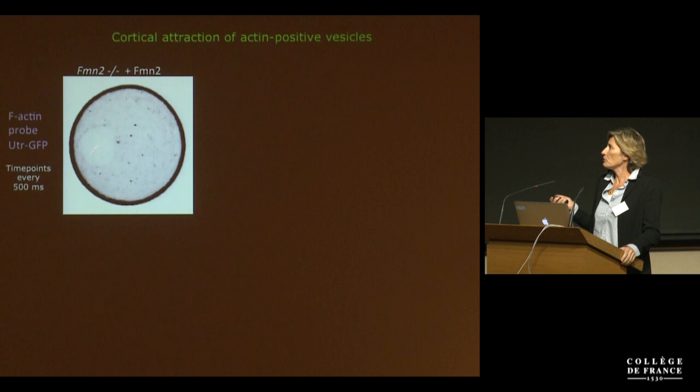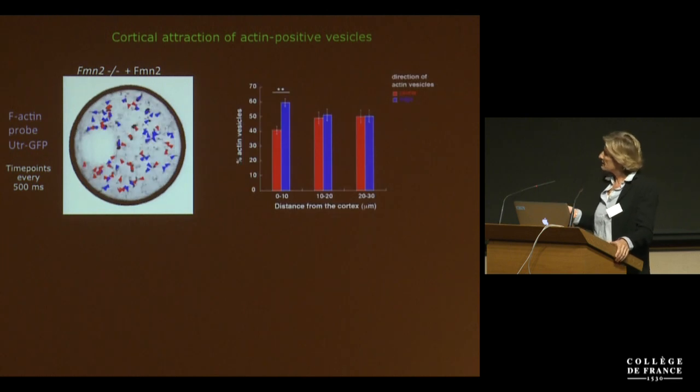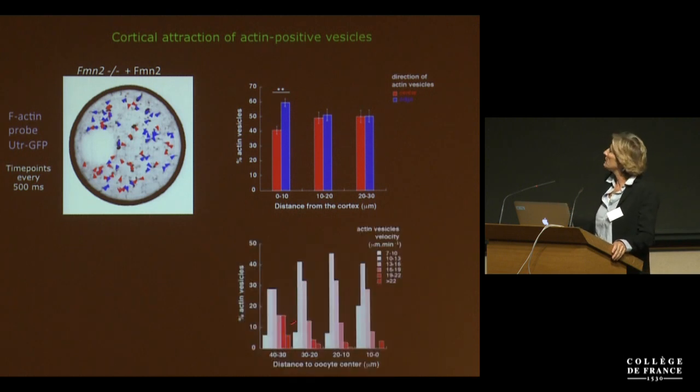She also could not detect any obvious density gradient of actin-positive vesicles, but what she could see was that it seems that the actin-positive vesicles undergo cortical attraction, that is, in a region close to the cortex, about 10 microns away from the cortex. Their directionality is biased towards the cortex compared to the center, and their velocity tends to increase. So it seems that locally, close to the cortex, these actin-positive vesicles are being attracted by the cortex.